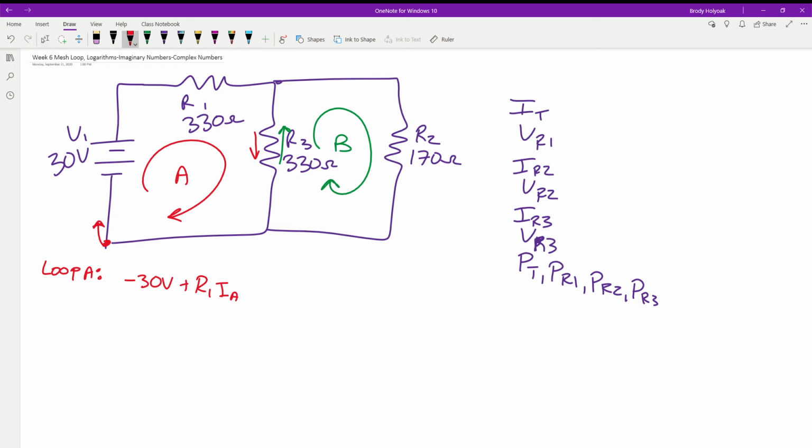Okay? So in this case, we're going from the point of view of A, because that's the loop we're on. So we're going to add R3 times IA. Then we're going to subtract R3 times IB. That way we're taking into account both of these currents and both of these voltages that are going to be induced across R3. And then we have nothing else. We set that equal to 0. So that is our first loop. Does that make sense?